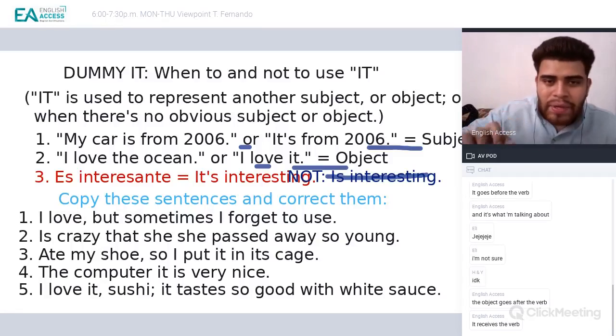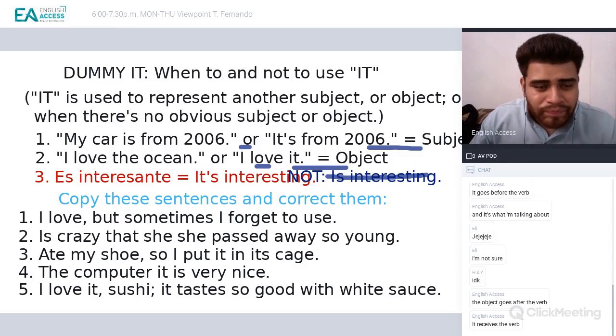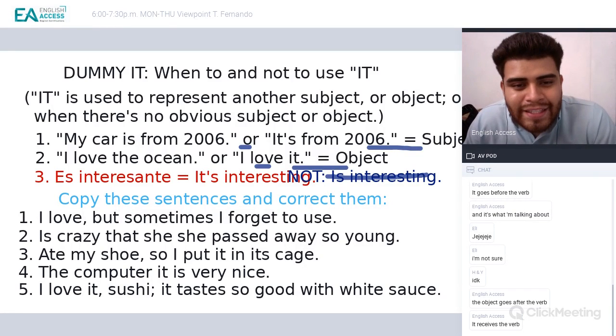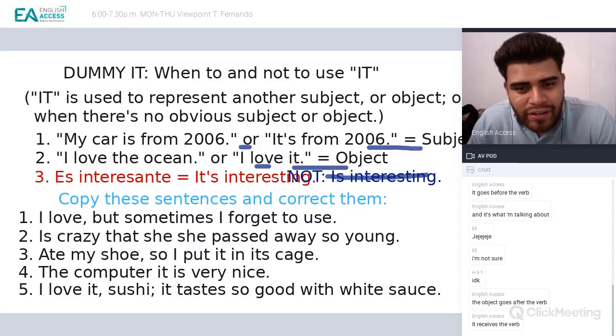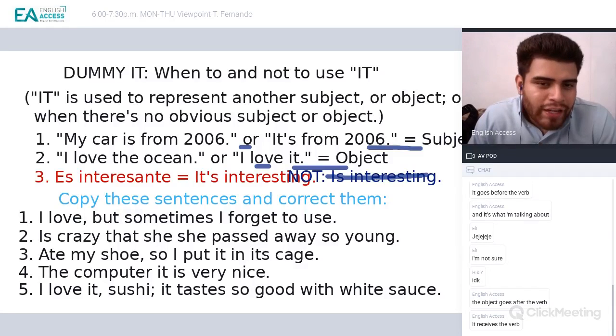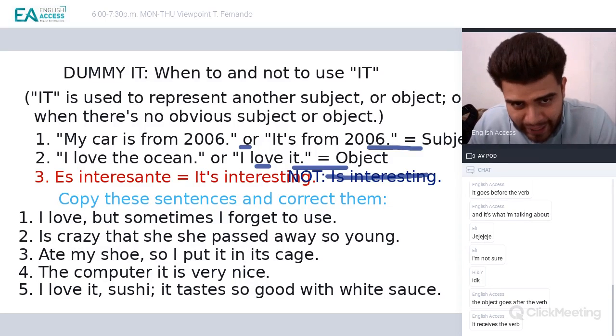Now, another time that you can use it is when it's not very obvious. And this is when you try to think in Spanish. For example, number 3. In Spanish, es interesante. Es interesante is, in English, it's interesting. It is interesting. Not is interesting. No. And we make that mistake a lot in class because when we are speaking in English, we're not thinking. We're just speaking and speaking and speaking. And it's good that you're working on the fluency, but we should also pay attention to that it. Okay?